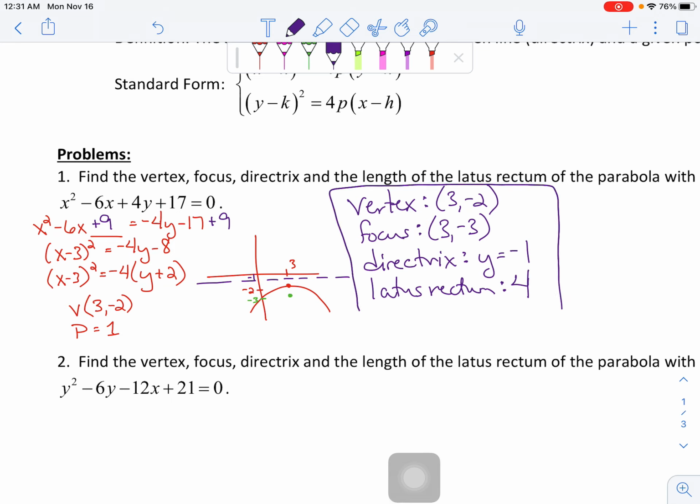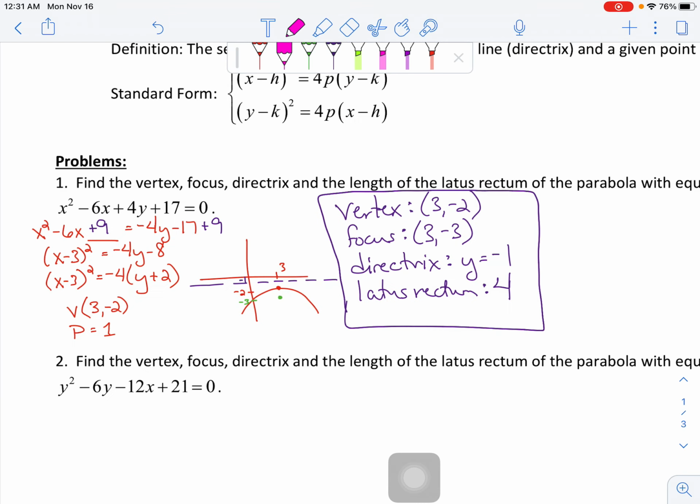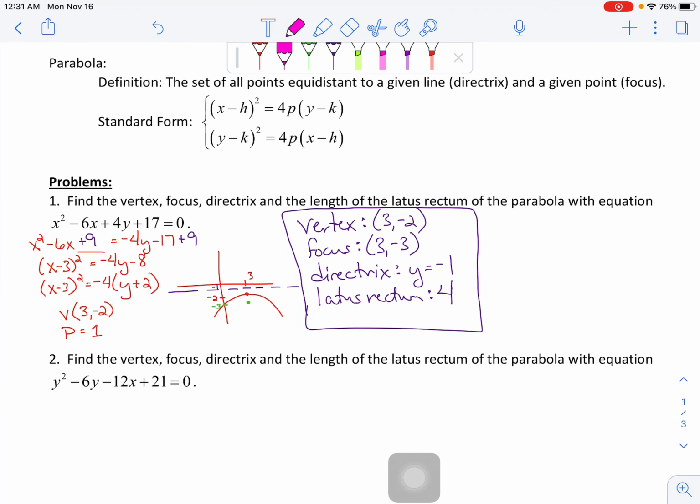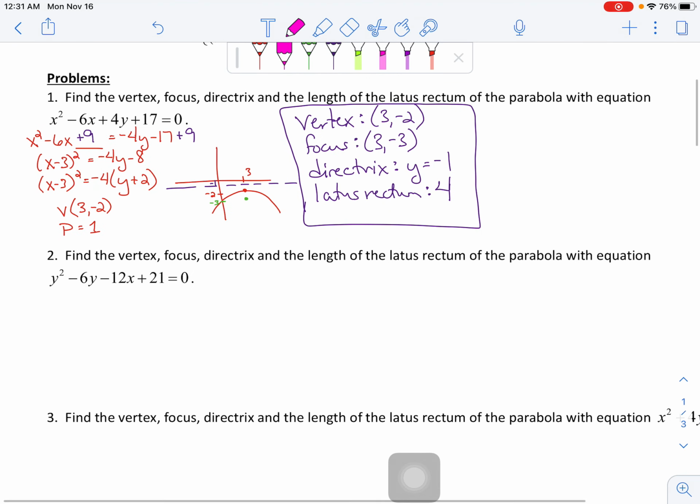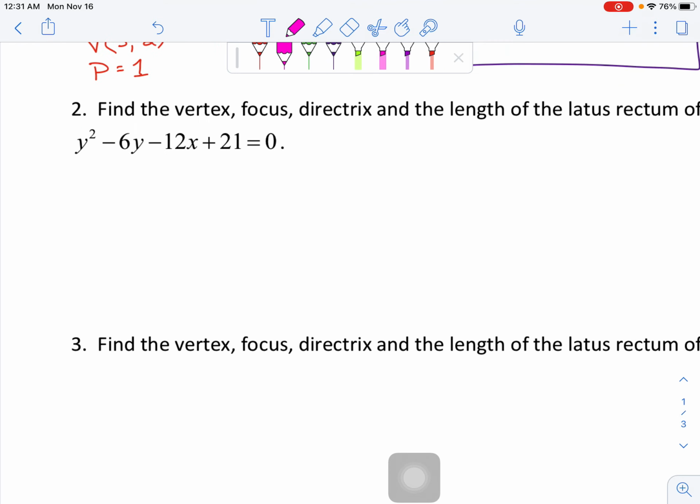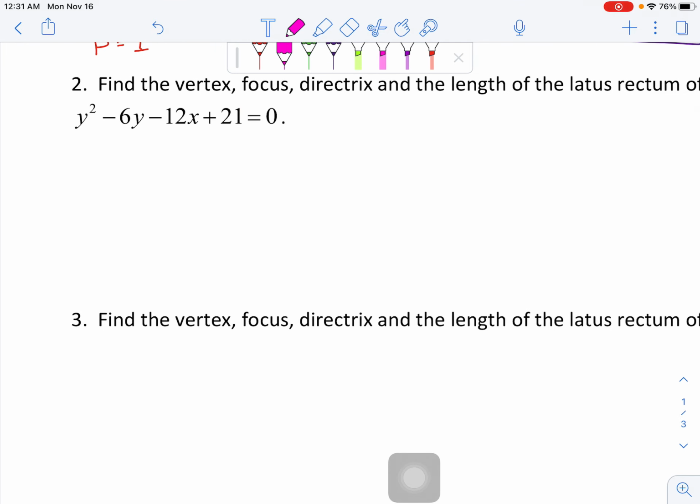Now, if you can find that information without drawing yourself a picture, you absolutely do not have to do the picture. I just find it to be much easier. Like I said, I'm a visual person. I need to see it. All right, problem number 2, I believe, asked for the exact same information. Vertex, focus, directrix, yep, same information. We've just, of course, changed the equation.